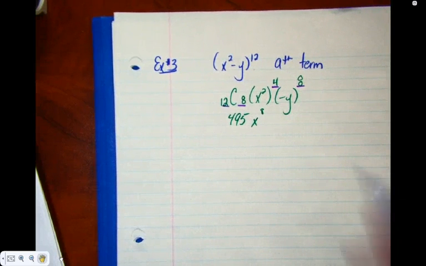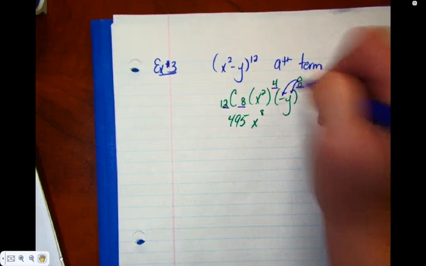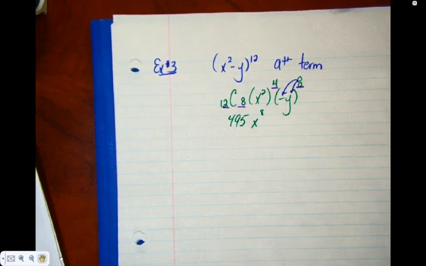Here we just need to be careful with that negative because we know that the 8 applies to the negative and the 8 applies to the y. So in essence, that's negative 1 to the 8. So is it going to be positive or is it going to be negative? It's going to be positive.